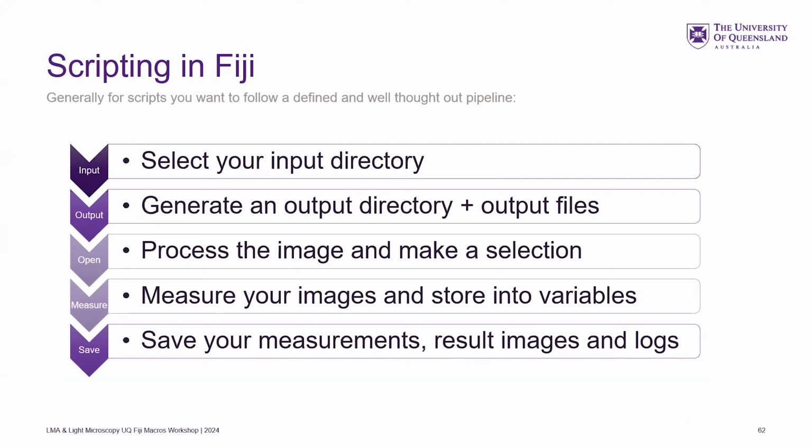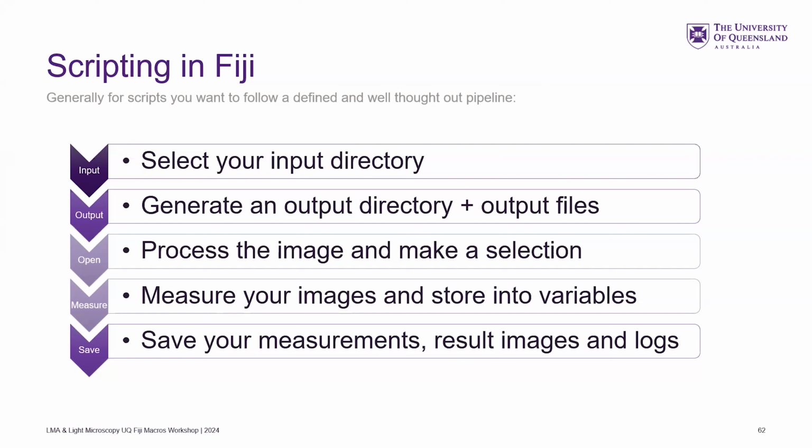You're going to have some location where you've got all your images. You're going to generate somewhere to put the outputs. You always want to do that in a separate spot, because otherwise I've seen Fiji keep going. If it opens an image and saves an output, it'll then eventually open that output and go on forever. So having a separate folder is quite useful.